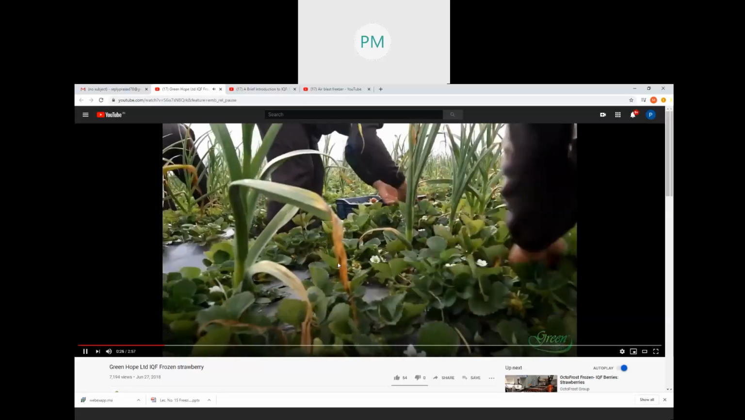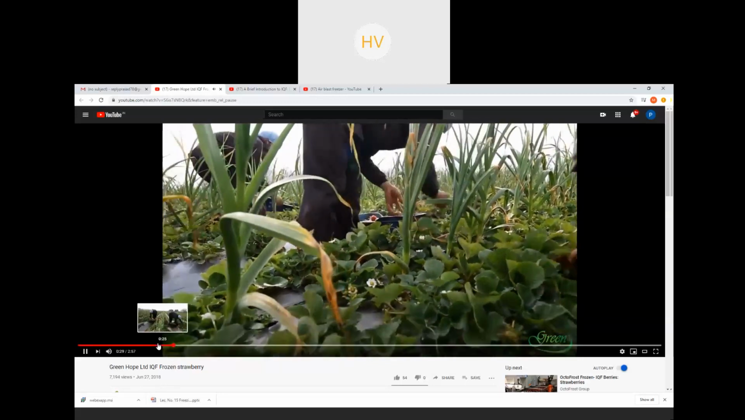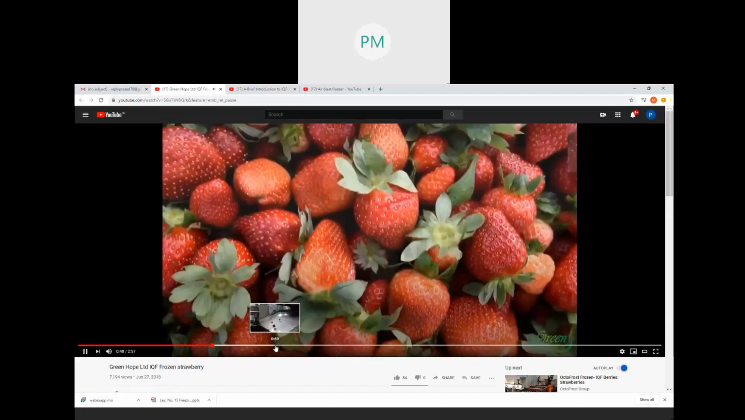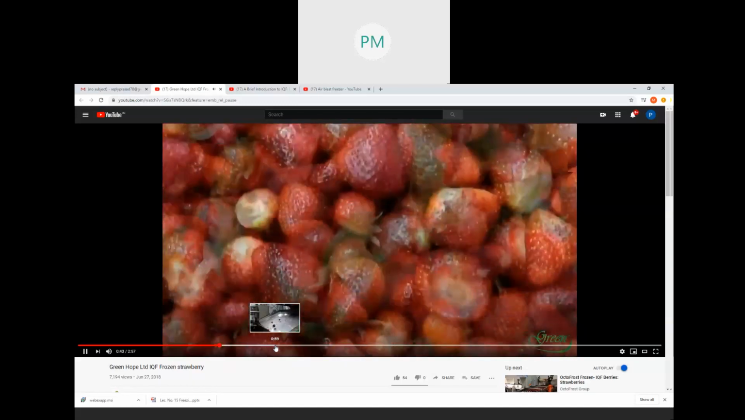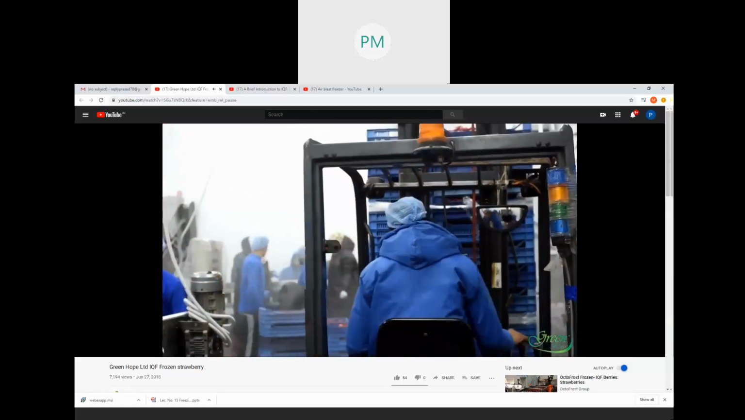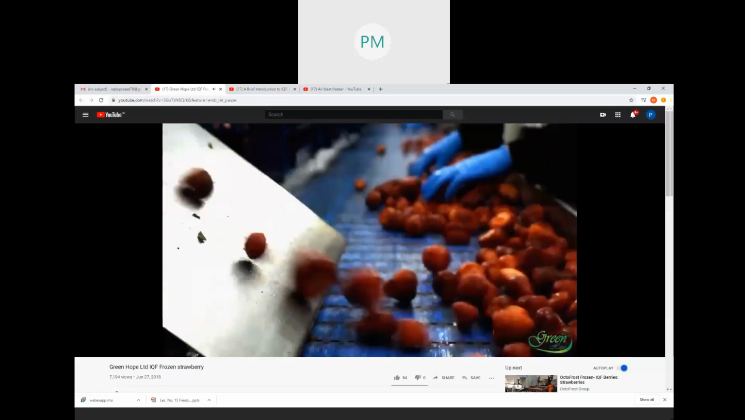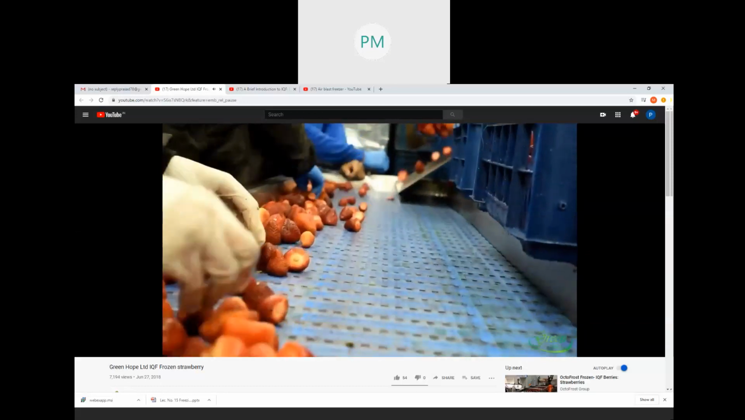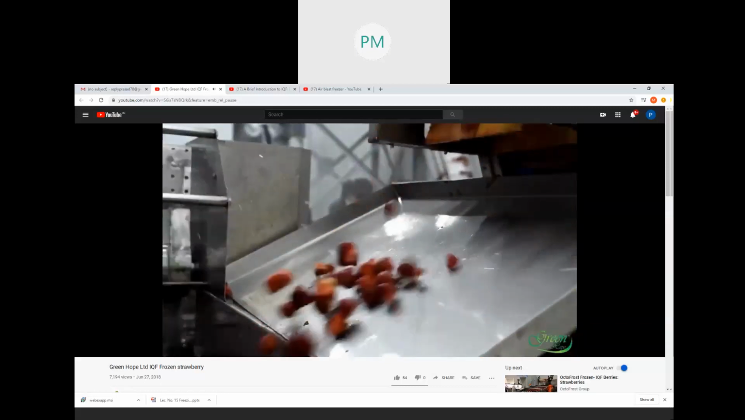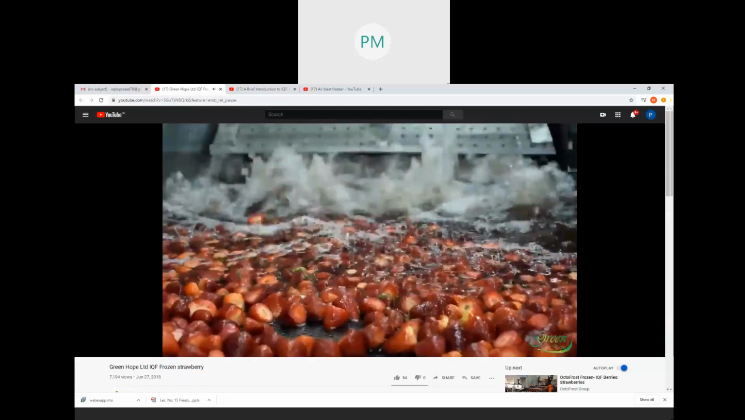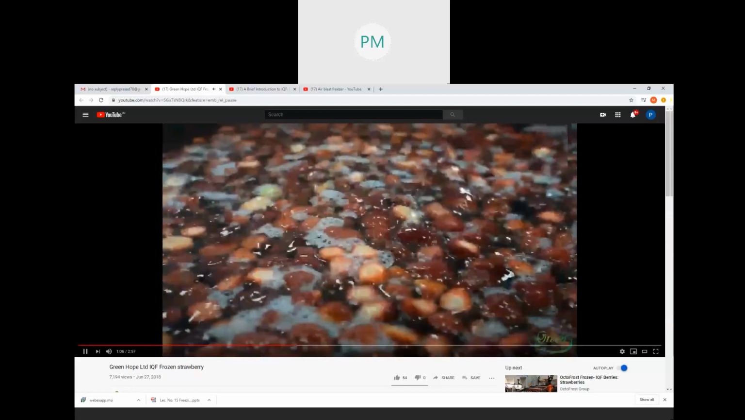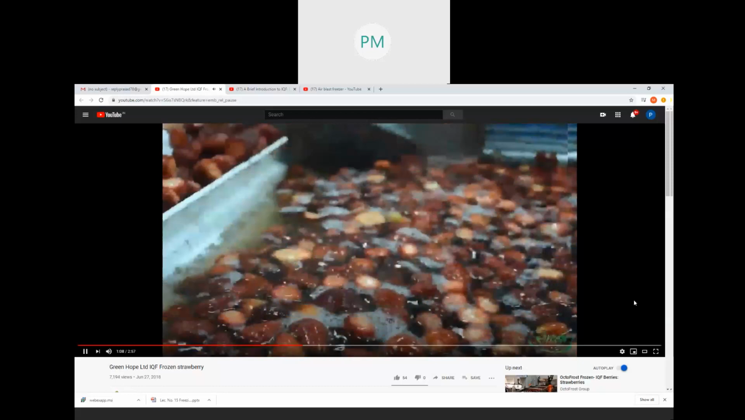So here, the strawberries are harvested and being transported. These are called IQFs, individually quick frozen. That means each strawberry is frozen. The pre-treatment involves washing, and they are subjected to freezing.